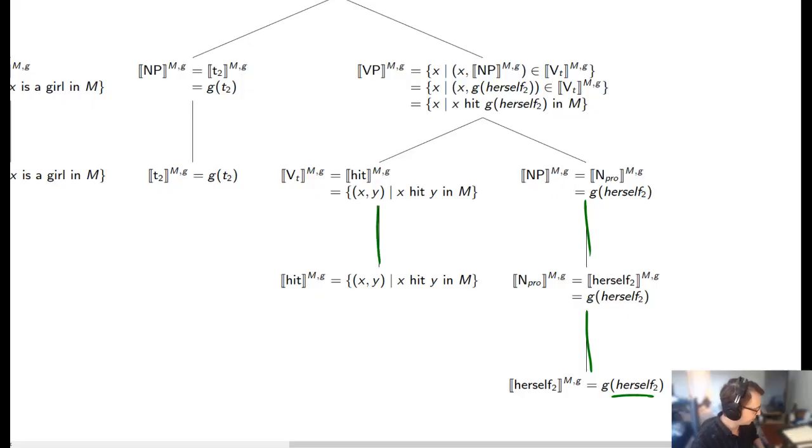We have this verb hit. So pair x, y such that x hit y. We're going to end up with a VP where we end up with a set of x such that x hit g of herself 2 in M. So this is exactly what we saw in the previous slide. So x such that x hit g of herself 2 in M. It's just a pronoun going into that object position.